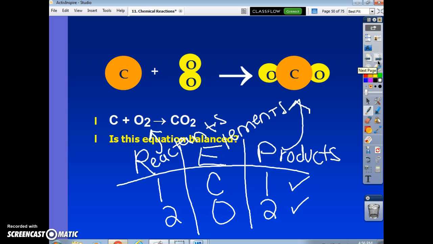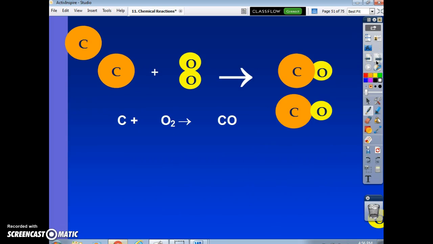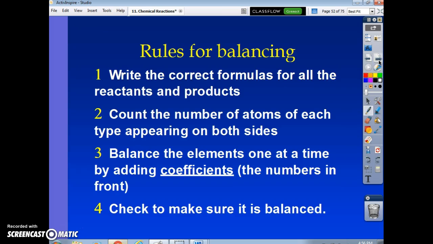Alright, practice makes perfect, so let's do a couple more. That's the same one. I have no idea why I did that. Okay, here are some rules for balancing. If you want to pause it and give them a second to write this down, and then I'll go through and explain them.